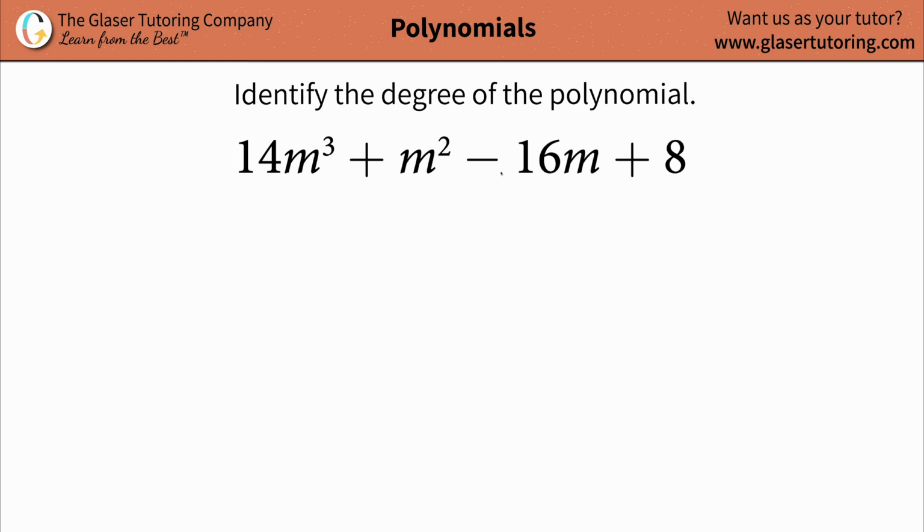Hello everyone out there, it's Christina from the Glaser Tutoring Company, and today we're going to identify the degree of this polynomial. So the polynomial in question is 14m cubed plus m squared minus 16m plus 8. And we just have to find the degree.